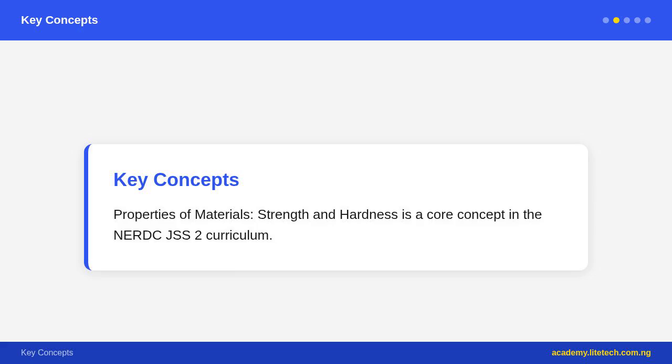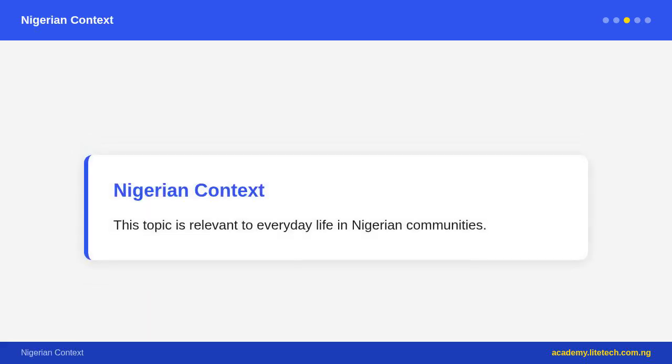Bending strength, or flexural strength, is the ability to resist bending forces. Floor beams and tabletops must have good bending strength. Now let us study hardness.